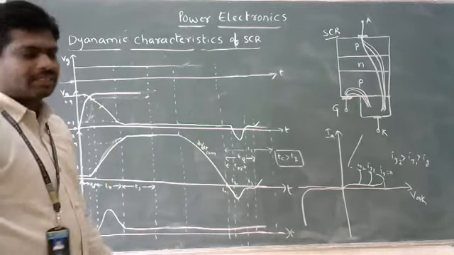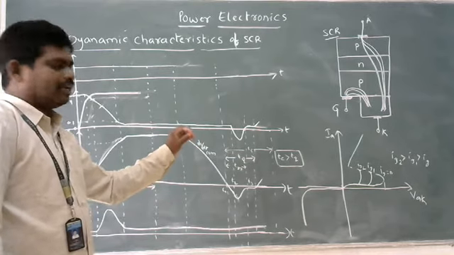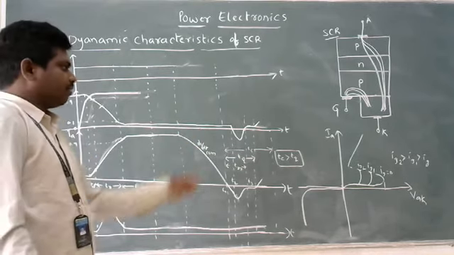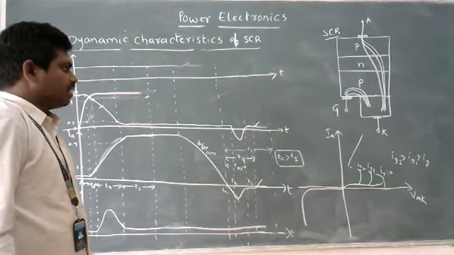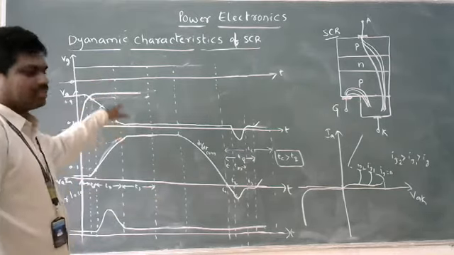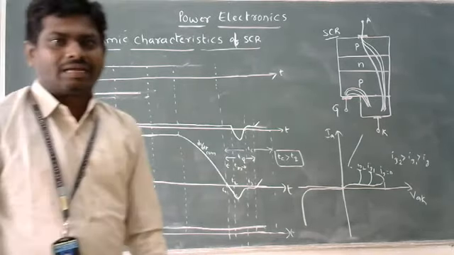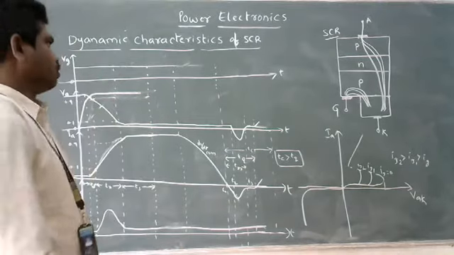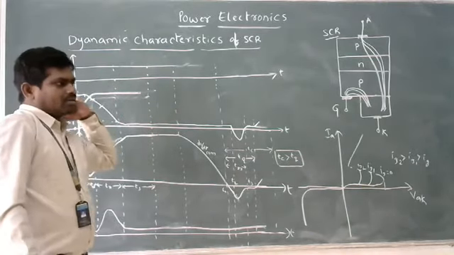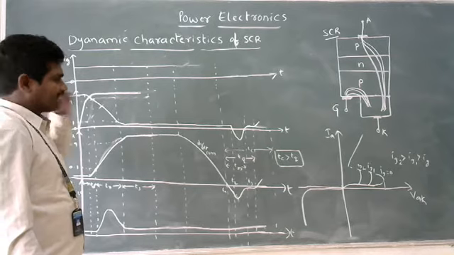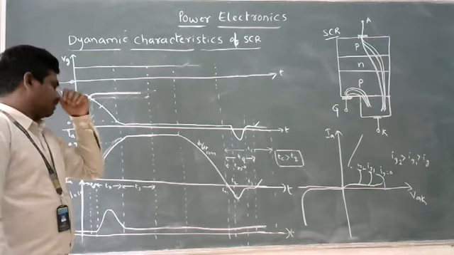The behavior of SCR we can see in three types of characteristics. First one is static characteristics, second one is dynamic characteristics of SCR, and third one is gate characteristics of SCR. So we are at the second one. Now we are going to discuss the dynamic characteristics of SCR.